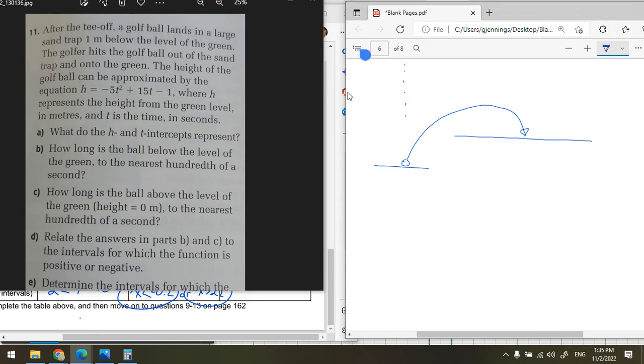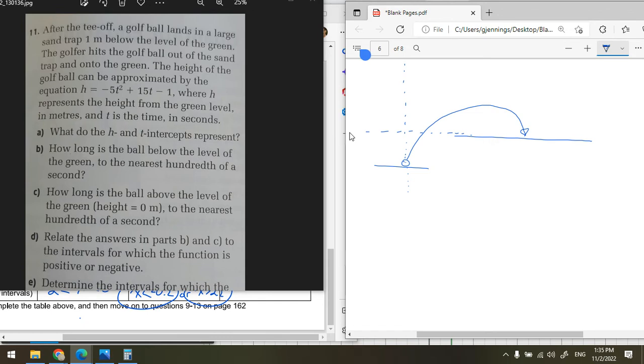So here you go. This is our y-axis. The golf ball is hit right from the y-axis. The x-axis is actually the level of the green. And this starts at minus 1 below. That's the y-intercept there. So that's why I put the axes there. That's how I knew that the level of the green is the x-axis.